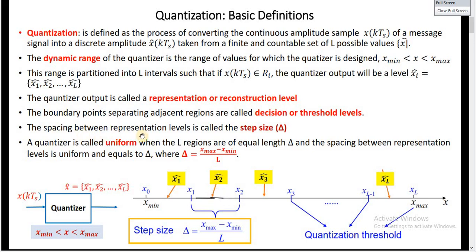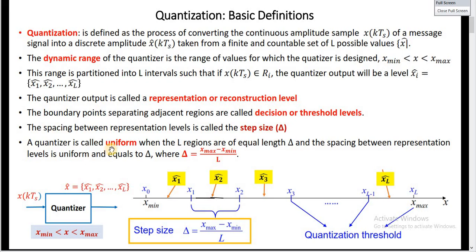The spacing between representation levels is called the step size delta. This separation between x1 cap to x2 cap, this separation is called the step size delta. For a uniform quantizer, the step size is also the separation between the thresholds. The step size delta in general equals the maximum value minus the minimum value divided by the number of representation levels or the number of intervals. This is the step size delta, and also this is the step size delta.